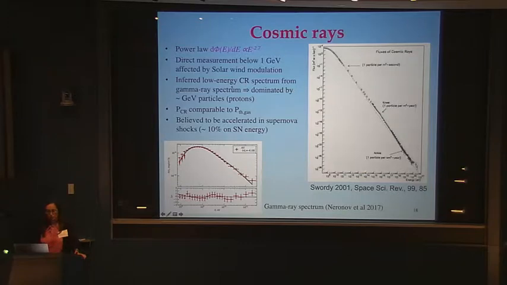And then there's a turnover at lower energy. So if you take this and turn it into a pressure, the cosmic ray pressure is comparable to the other pressures in the ISM, comparable to the thermal and magnetic pressure. And we believe, as I mentioned, that these cosmic rays are accelerated in supernova shocks, and they get about 10% of the supernova energy through diffusive shock acceleration.